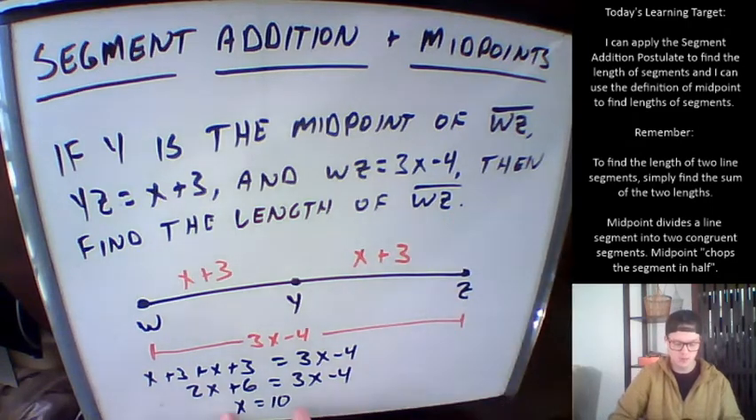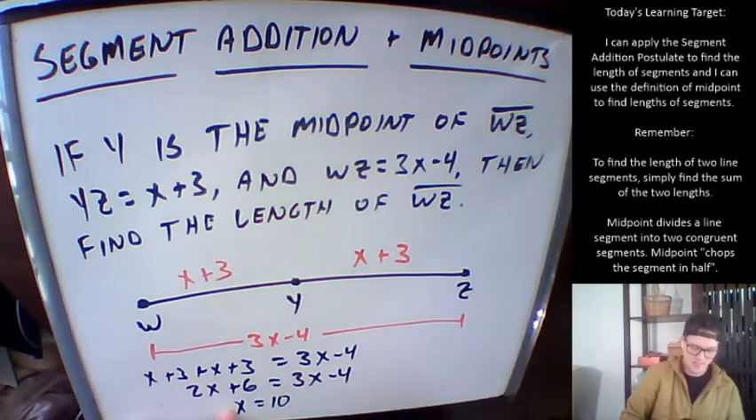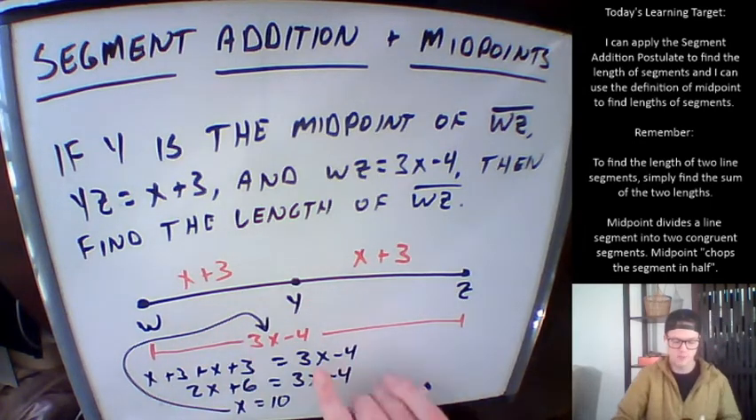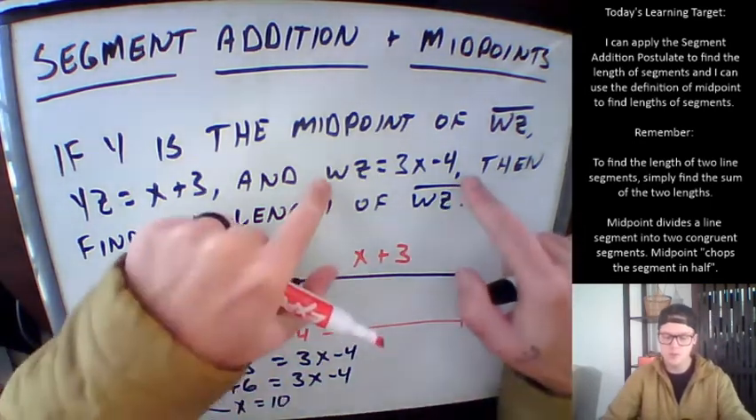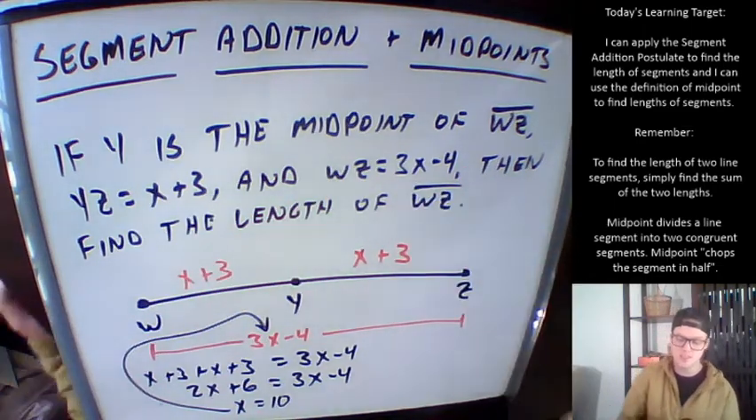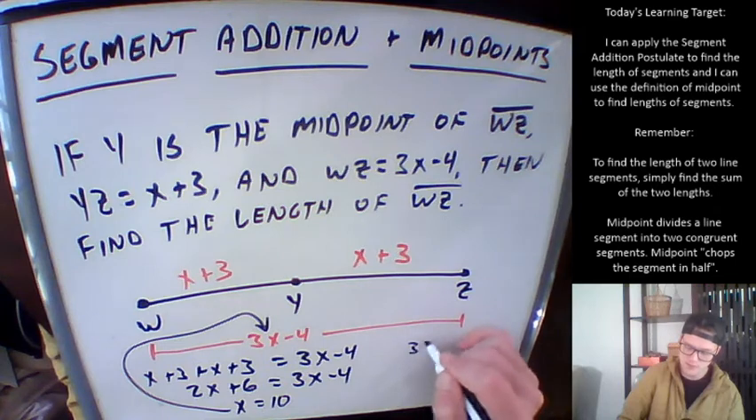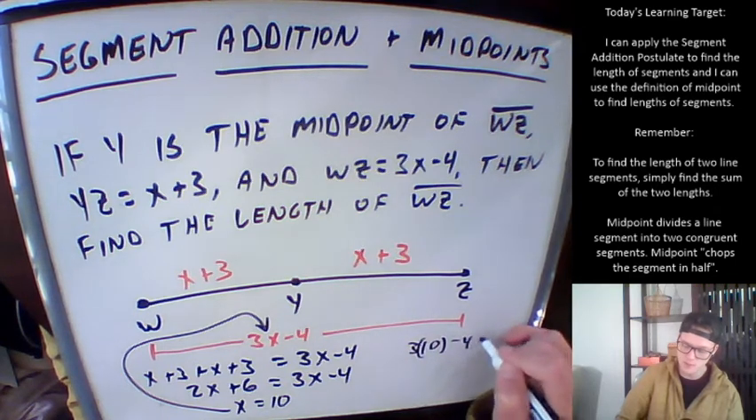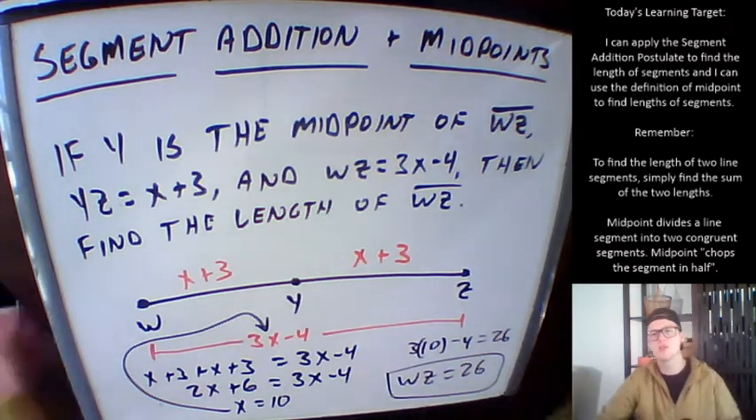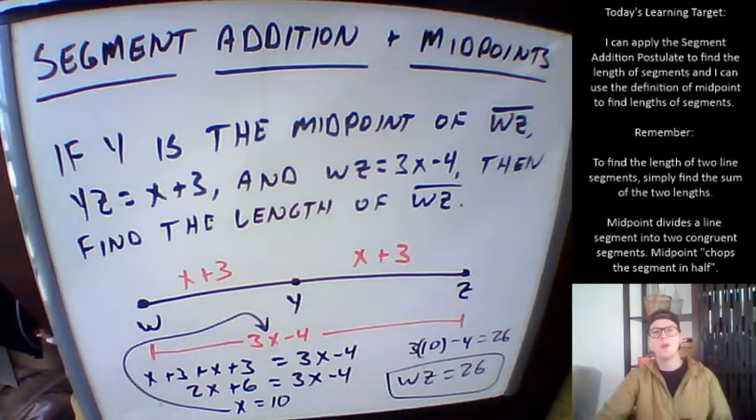So now all we need to do is take this x equals 10 and plug it in to this distance here, 3x minus 4. How come 3x minus 4? Because we know WZ has a length of 3x minus 4. So when we substitute 10 in, we learn that 3 times 10 minus 4 equals 26. Therefore, WZ equals 26, and generally we'd say 26 units in this case. Okay, let me know if you have any questions, but this is the segment addition postulate, and this is midpoints.